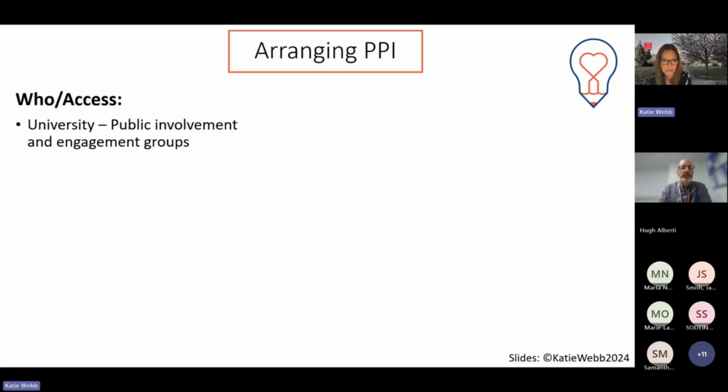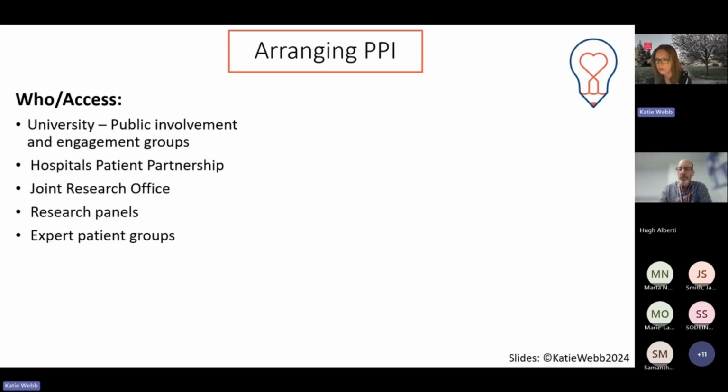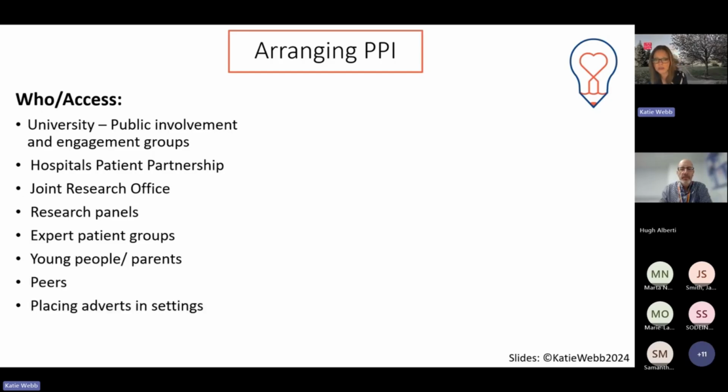So who has access? So arranging PPI, some people find it difficult thinking about, well, where do I go? How do I start? So think more locally. What have you got near you? If you work in a university, you'll have public involvement and engagement groups. If you're in hospitals, you'll have hospital patient partnerships.